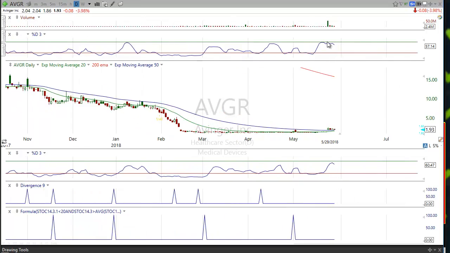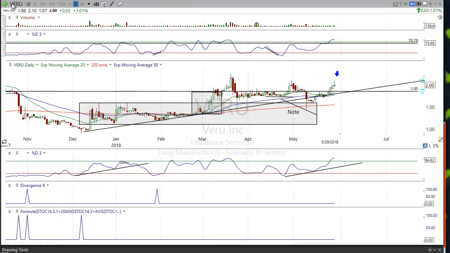But those are high risk. The Vero is probably the closest one to a real nice chart and legitimate setup, other than the reversal candle we're seeing going into tomorrow. So we'll see how we can deal with that.